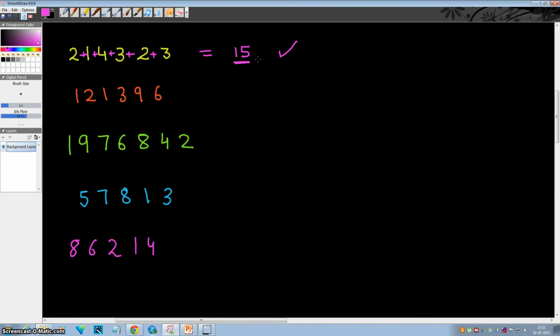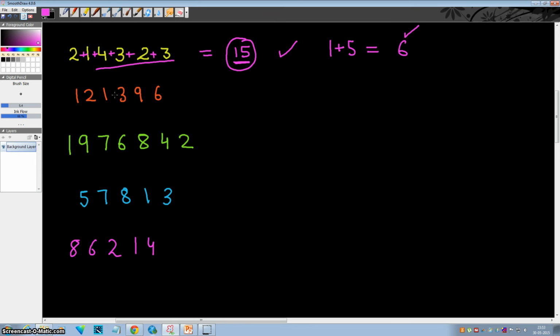One more tip. Suppose you are not sure whether this number is again divisible by 3 or not. What you can do is apply the same definition again. You can add up 1 plus 5, which is equal to 6. And now you can test whether this is divisible by 3 or not. Since 6 is divisible by 3, you can say that 2, 1, 4, 3, 2, 3 is divisible by 3.